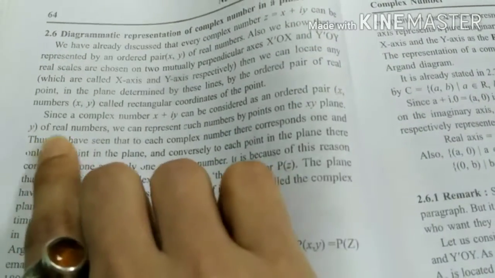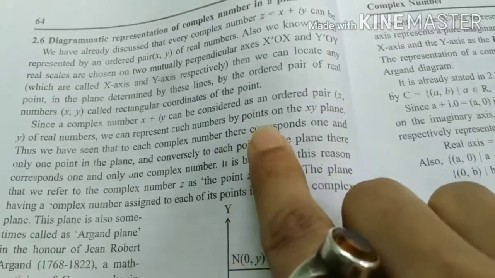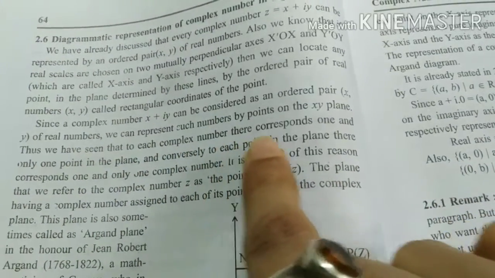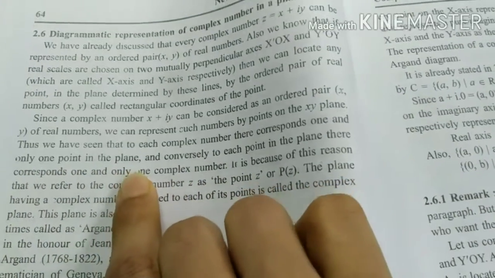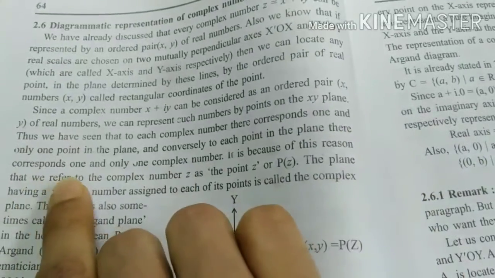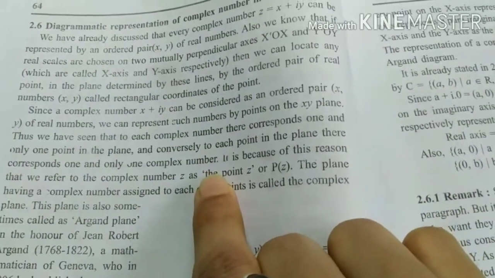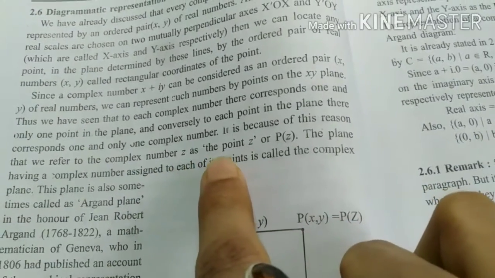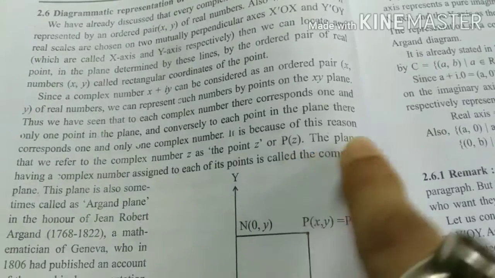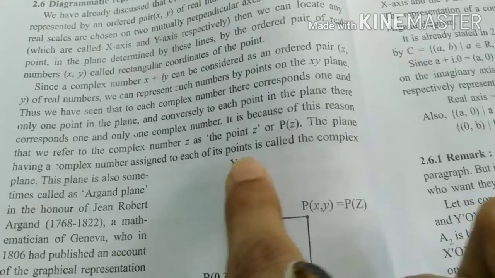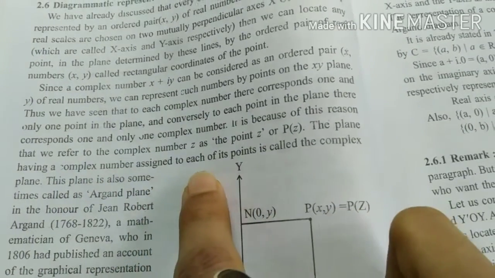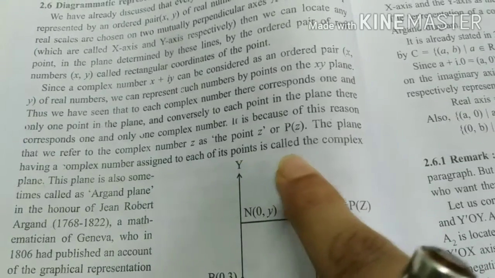So here, since a complex number can be considered as an ordered pair x, y of real numbers, we can represent such points by points on the xy plane. Thus we have seen that to each complex number there corresponds one and only one point in the plane, and conversely to each point in the plane there corresponds one and only one complex number. It is because of this reason that we refer to the complex number z as the point z or P z. The plane having a complex number assigned to each of its points is called the complex plane.